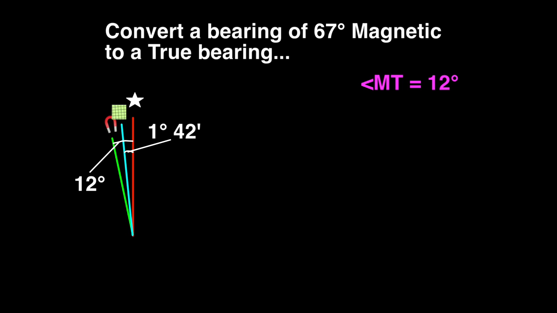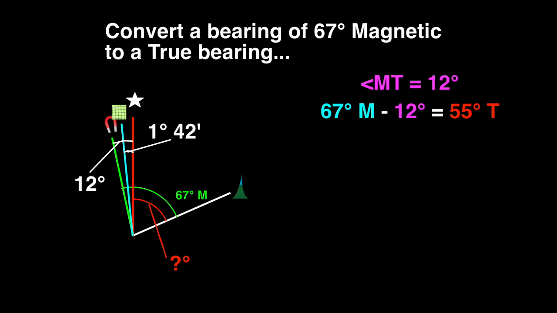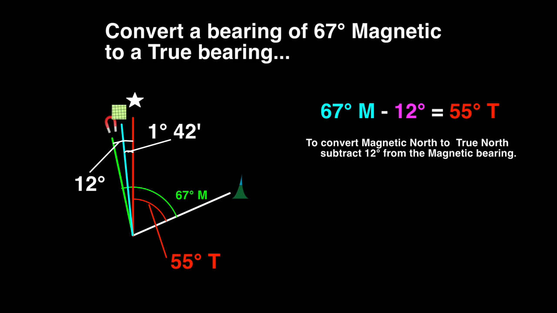Draw the 67 degree magnetic bearing onto the diagram. The answer we are seeking is the angle from true north to the target. In this case, the true bearing we are seeking is smaller than the magnetic bearing we were given, so we subtracted the 12 degree difference from the 67 degree magnetic value to get the answer of 55 degrees true. To convert magnetic north to true north, subtract 12 degrees from the magnetic bearing. To convert true north to magnetic north, add 12 degrees to the true bearing.